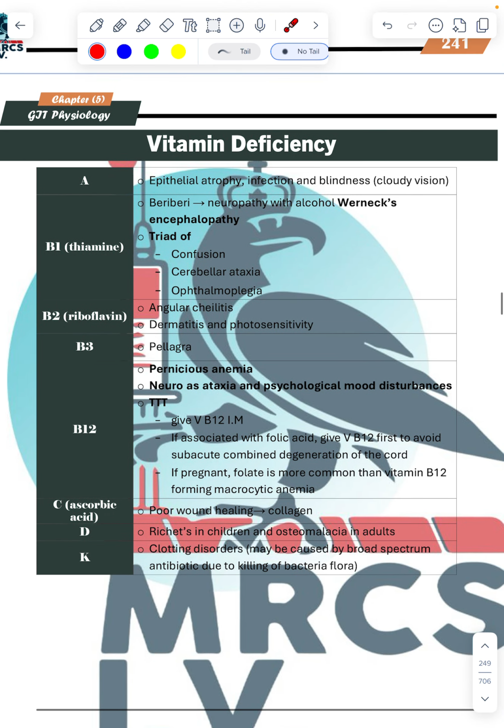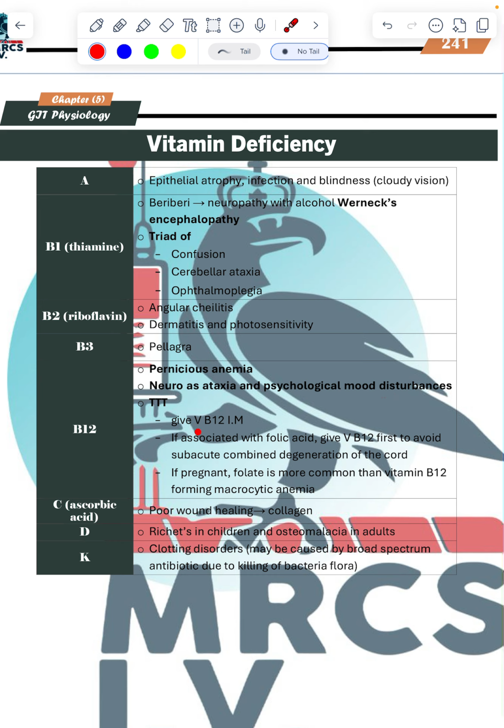What are the different vitamin deficiencies which cause different signs and symptoms? Vitamin E is related to the eyes, blindness. B1 deficiency in alcoholic patients causes Wernicke's encephalopathy. The triad is confusion, cerebellar ataxia, ophthalmoplegia. B2 is riboflavin: angular cheilitis, dermatitis. B3 deficiency causes pellagra, and B12 causes pernicious anemia, neurological ataxia, psychological mood disturbances.